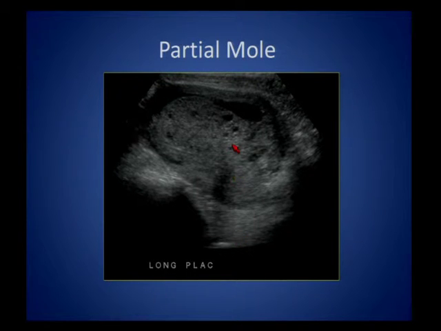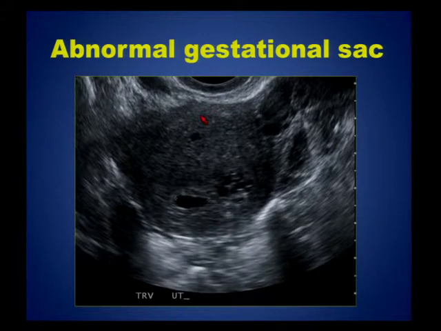And again, here's the partial mole. Again, you note the oblong sac. It is wider than it is high. This is a case that we called a possible partial mole because, again, you see the sac is wider than it is high, and there was some cystic change in the placenta, but it turned out just to be hydropic degeneration.